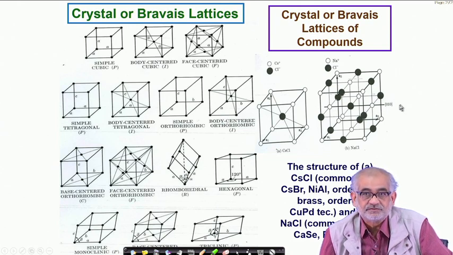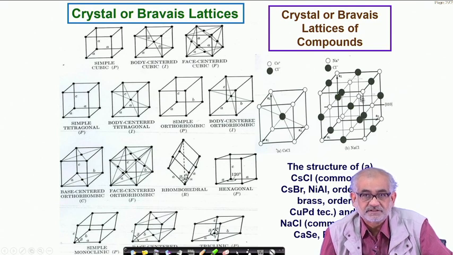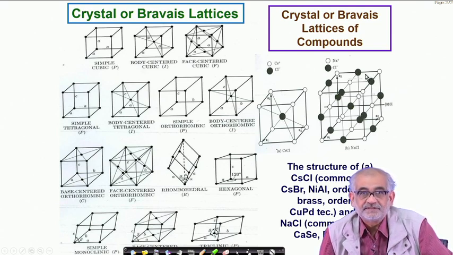But the moment you step into the realm of compound crystals, where you can have more than one species, you can have 2 or 3 or even more, obviously their sizes will differ, and as a result you can end up getting a compound. In such a situation, the structural description becomes a little more complicated, and you end up getting various kinds of crystal structures.